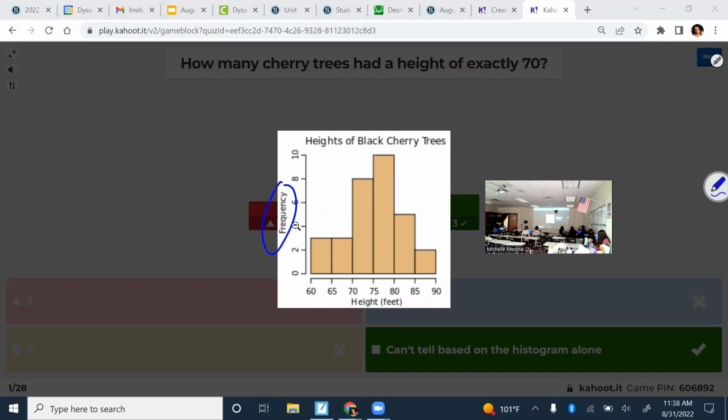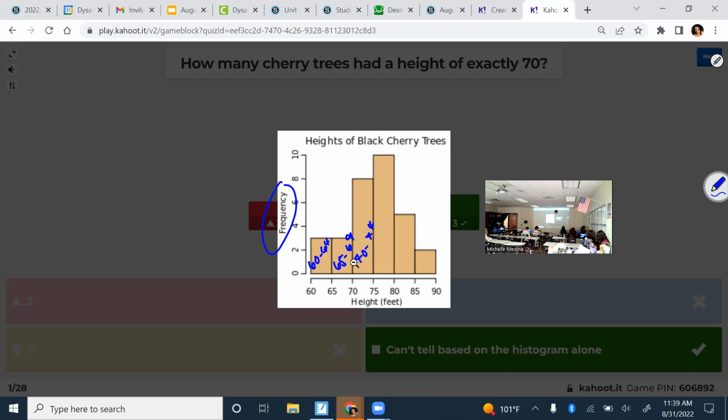So that means this bar, the way that it's written, is all the values from 60 through 64. This bar is all the values from what? The one that my mouse is on. Good. What about this middle bar? 70 through 74. Is there any way to tell exactly how many are exactly 70?